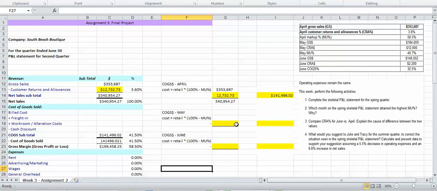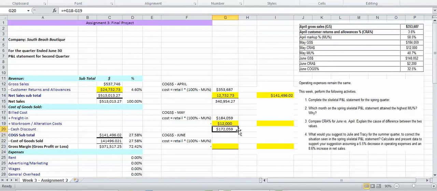Let's go ahead to May. What's May's gross sales figure? May's gross sales figure is 184,059. Where's the returns? 12,000. Notice this is going to change because I put a formula in there. That's going to add up all those so far. I'll have to subtract this from this, and see how I'm getting these calculations.